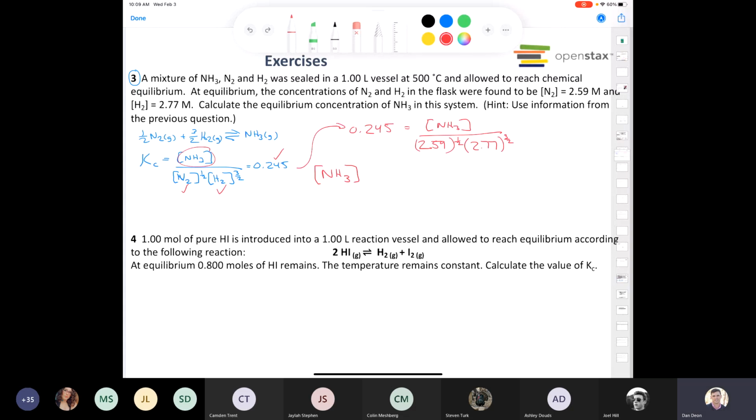Let's see here. What is it? 1.82 molar. All right, there we go. Again, I'm going to write this down here. There are an infinite number of concentrations that will satisfy K.